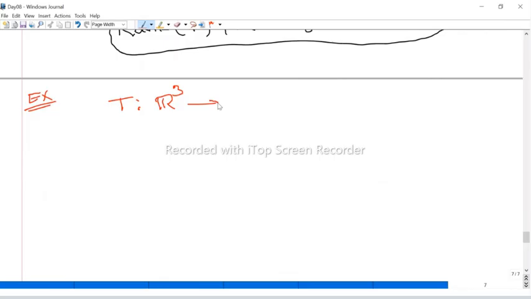Suppose we have a function T from R3 to R2. R3 is a vector space over R, and R2 is also a vector space over R. Now I am defining a function T. Any element in R3 is of the form of an ordered tuple x comma y comma z, but the range contains only ordered pairs. Suppose I define T of x comma y comma z to be x plus y comma z.